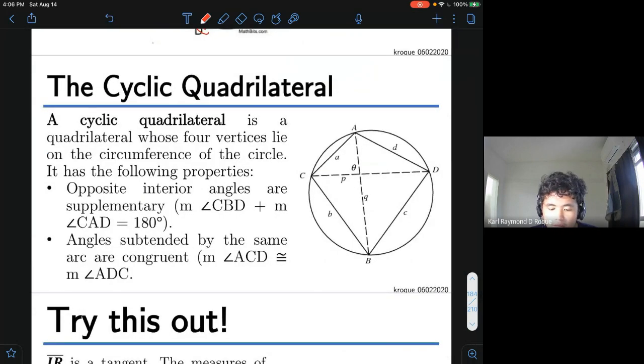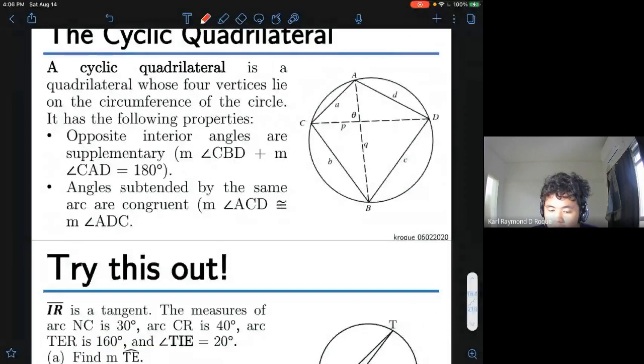Quadrilateral. Quadrilateral whose four vertices lie on the circumference of the circle has the following properties. Opposite interior angles are supplementary. Ano ibig sabihin yan? Ito plus ito equals to 180. Ito rin.